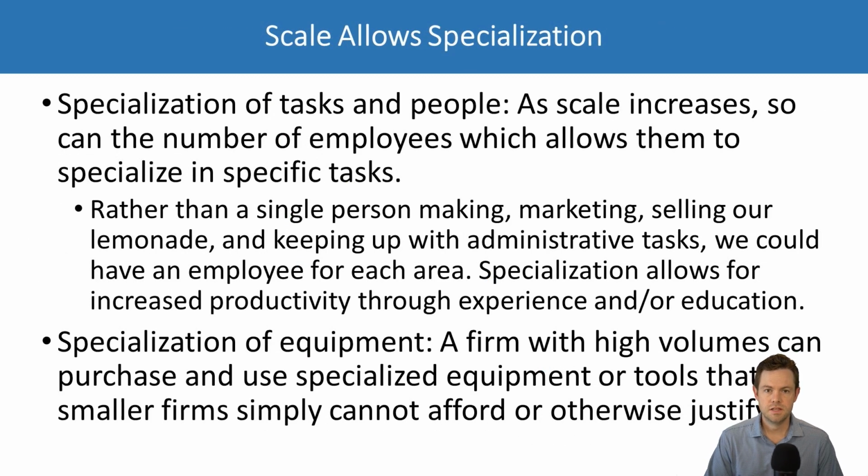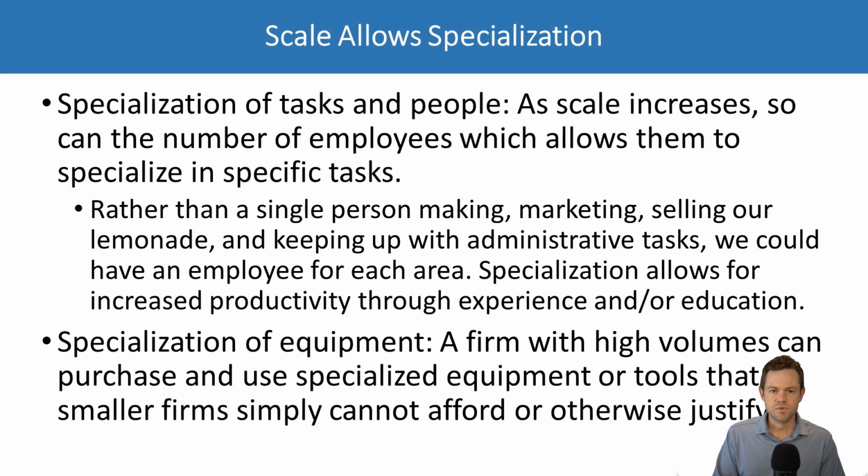Now, the other thing that scale allows is the specialization of tasks and people. As scale increases, you can get more employees. So rather than a single person making, marketing, selling our lemonade and keeping up with all the administrative tasks, we can have employees for each area. Now, the specialization allows increased productivity because those people become very good at doing something again and again. And they may have additional expertise that can come through training or education. So for instance, someone could have a degree in marketing instead of just so happening to open a lemonade stand, and suddenly you're also the marketing department.